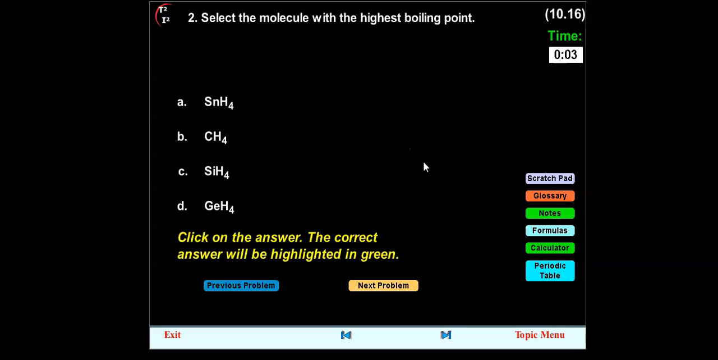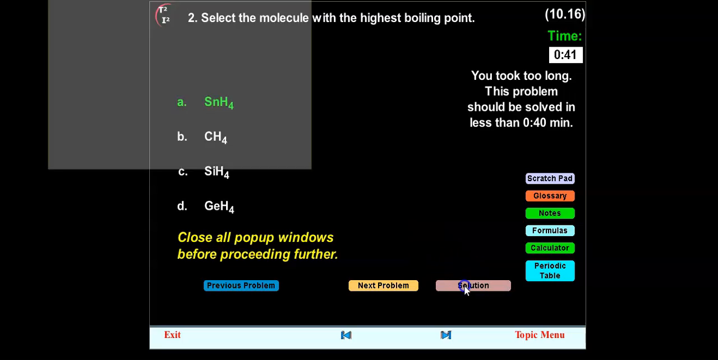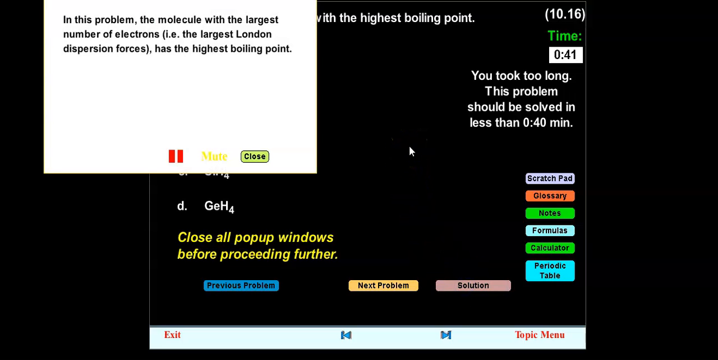All right, select the molecule with the highest boiling point. Tin hydride, SnH4, will be the one with the highest boiling point. The reason is: in this problem, the molecule with the largest number of electrons, for example the largest London dispersion forces, has the highest boiling point. Therefore, SnH4 is the correct answer.